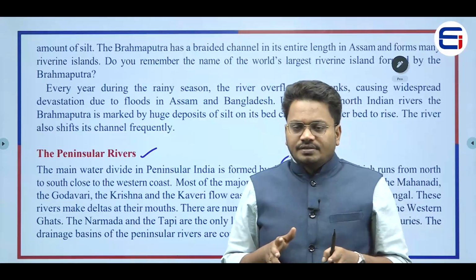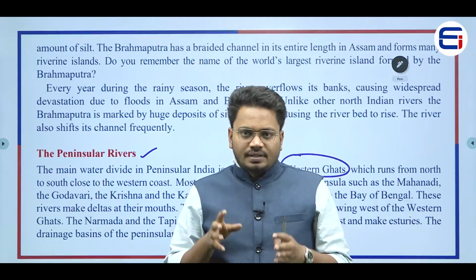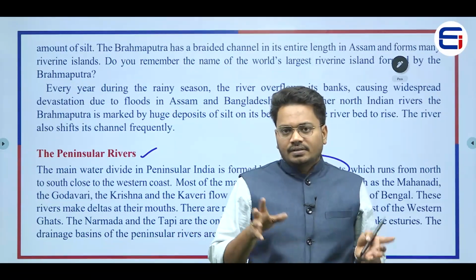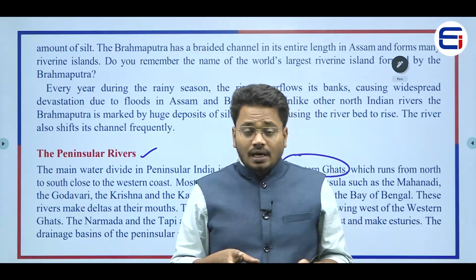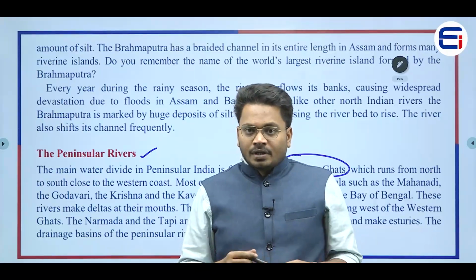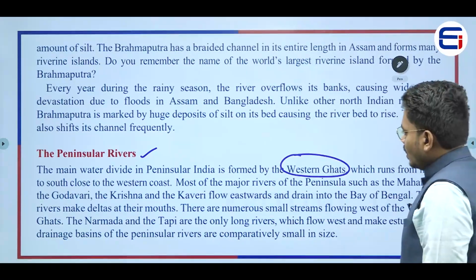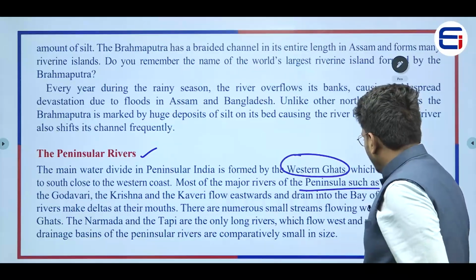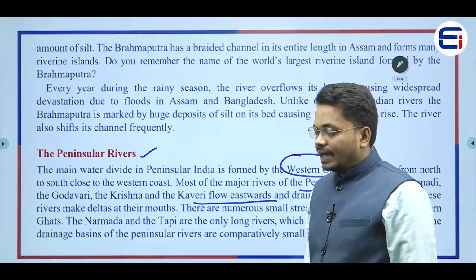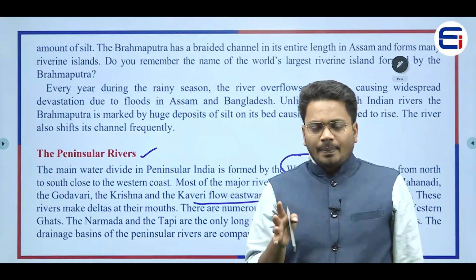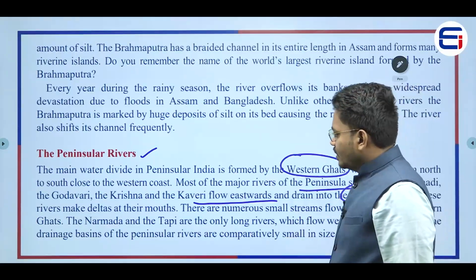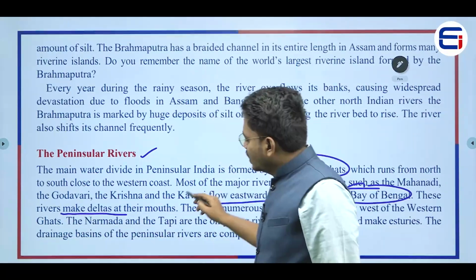So what does it mean? It means that there are certain rivers which start in the Western Ghats and flow towards the western side, and there are certain rivers which start in the Western Ghats and flow towards the eastern side. Now it says that most of the major rivers of the peninsula, such as Mahanadi, Godavari, Krishna and Kaveri, flow eastwards, and after flowing eastwards, what happens? They go and drain into the Bay of Bengal.